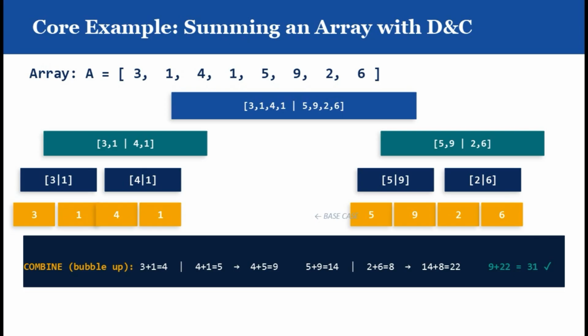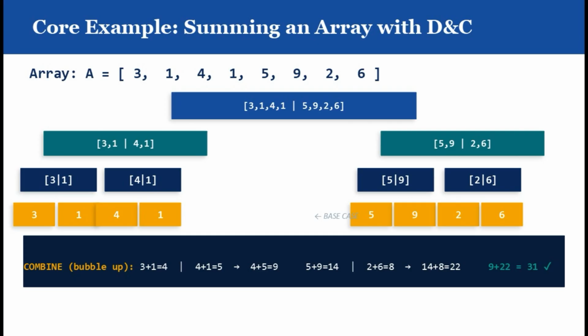Level 0. We have the full array. We split it right down the middle into two halves of 4. Level 1. Each half splits again into pairs. Level 2. Each pair splits into individual numbers. Those single numbers are our base case. A single number is its own sum. We return it immediately. That is the conquer step. Now we combine, bubbling the results back up the tree.